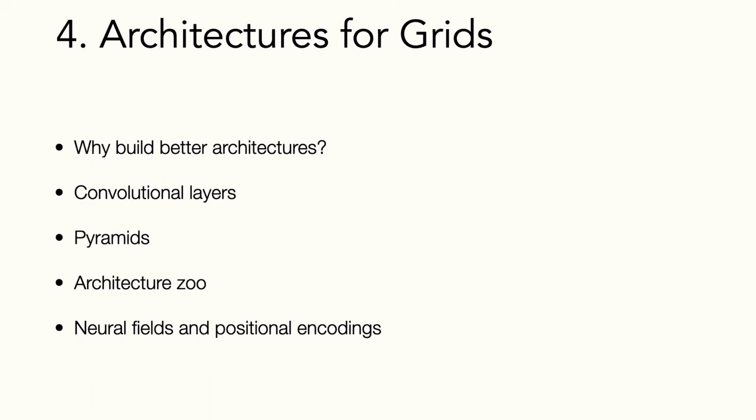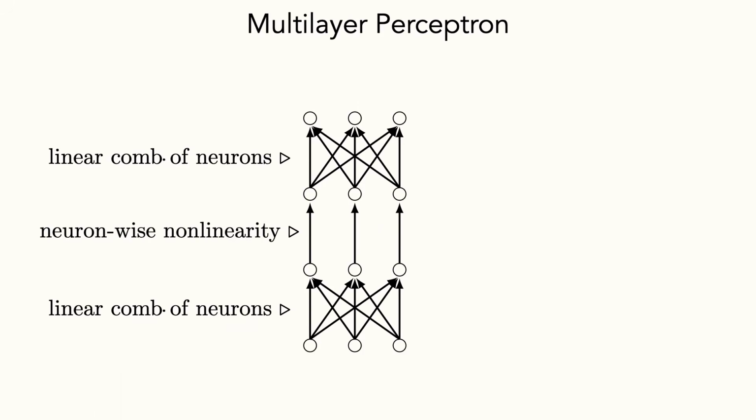Okay, so this is what we've been talking about so far, the multi-layer perceptron. At a high level, the building block is a linear combination of inputs, a neuron-wise or point-wise nonlinearity, and then another linear combination. And one of the benefits of this, as described in the last lecture, is the fact that it's a universal approximator. You can build any model, and prove that you can build any model, with this type of architecture.